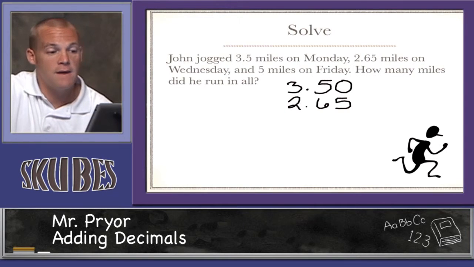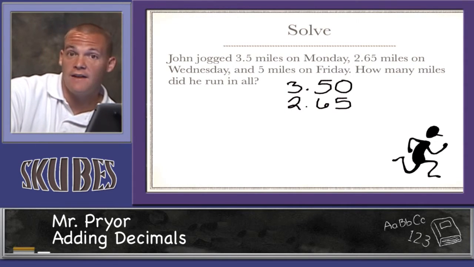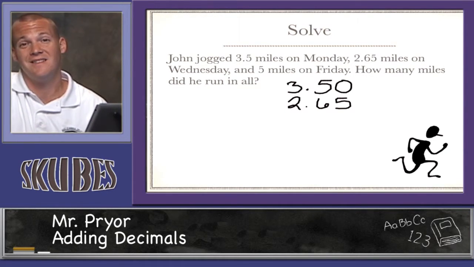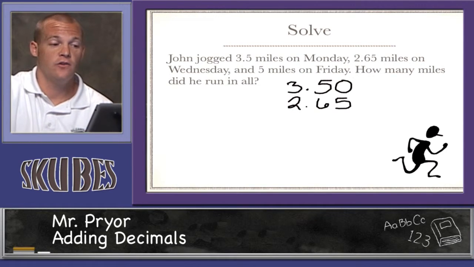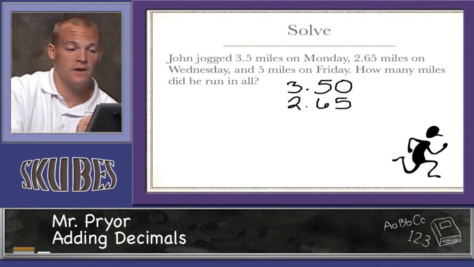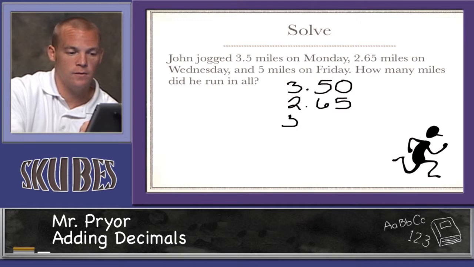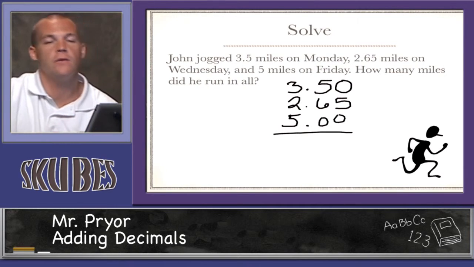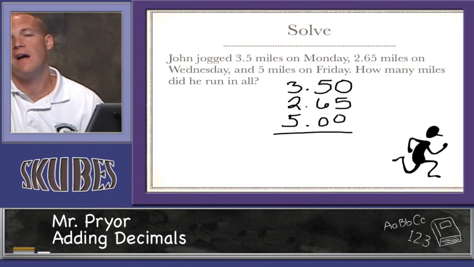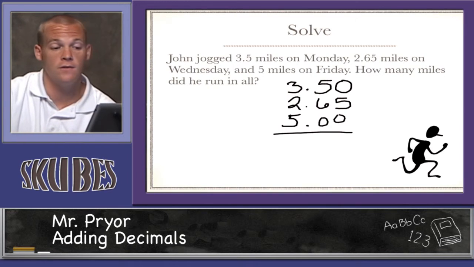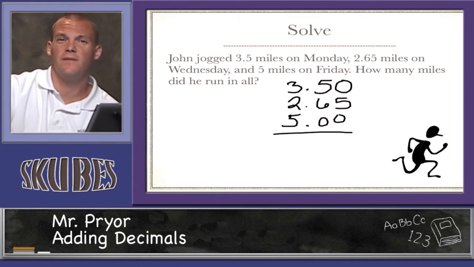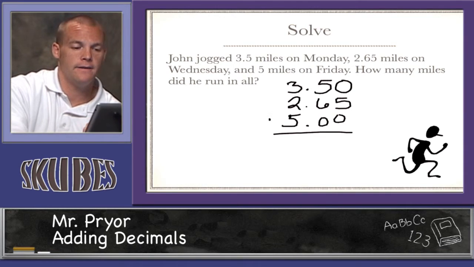And then 5 miles on Friday. So 5 miles, 5 is actually a whole number. It doesn't have a decimal in it. So where do our ones digits go? Well, they go in the ones. We're going to have to hold the place with a decimal and 2 zeros. 5.00 is the same thing as 5. It's like $5, so 5.00. Once we get everything aligned, we're ready to add.